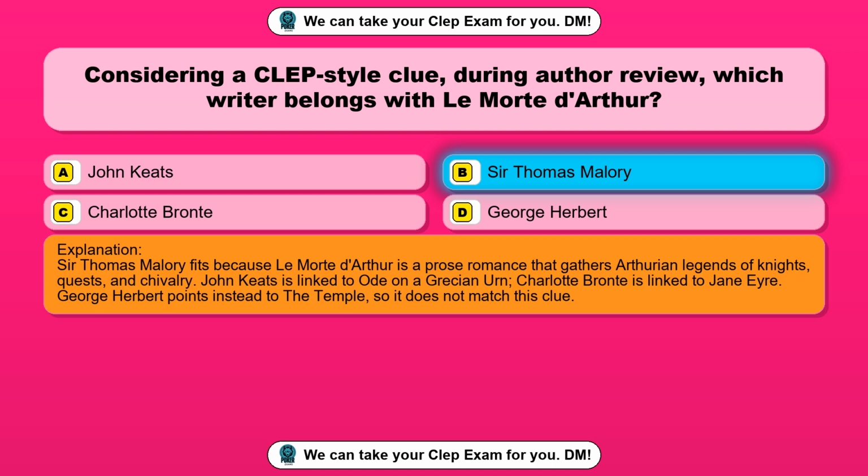Sir Thomas Malory fits because Le Morte d'Arthur is a prose romance that gathers Arthurian legends of knights, quests, and chivalry. John Keats is linked to Ode on a Grecian Urn, Charlotte Brontë is linked to Jane Eyre. George Herbert points instead to The Temple, so it does not match this clue.